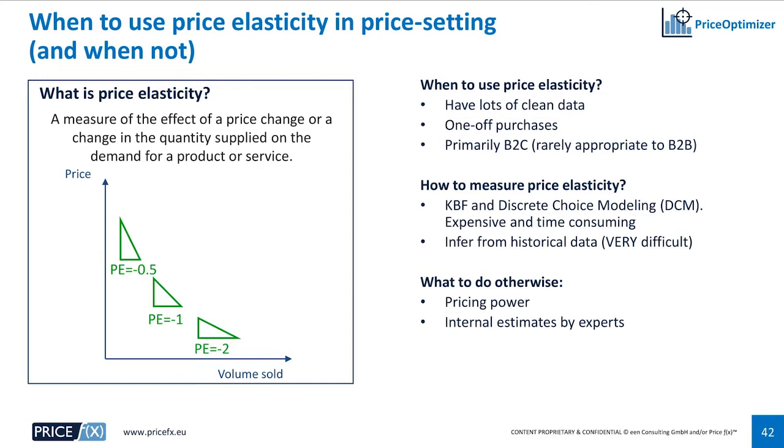That would be -1. You can imagine how powerful this is to understand price elasticity for a given product in a segment, because you can then map the curve of profit versus price and figure out where the peak should be. The challenge is that to do it, you need lots of clean data. It's generally a one-off purchase because you've got to keep it simple. And it's primarily B2C. Amazon spends lots of time trying to figure this out.